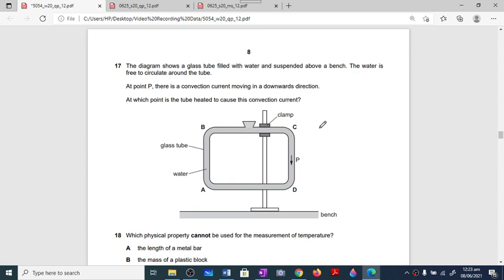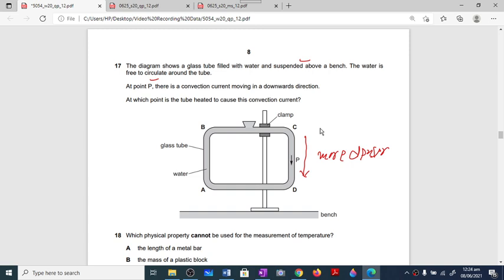Question number 17. The diagram shows a glass tube filled with water and suspended above a bench. The water is free to circulate around the tube. At point P, there is a convection current moving in the downward direction. Now it means that this is a denser region, so it is coming down. So it is a colder region as well. So at which point is the tube heated to cause the convection current?